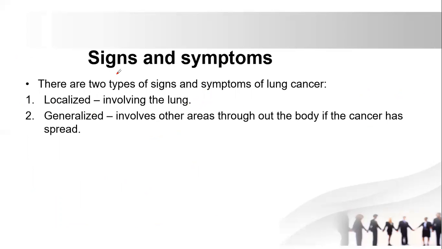Now, what are the signs and symptoms of lung cancer? Mainly there are two types of signs and symptoms. One is localized, and the other one is generalized. The localized ones will be only localized in the lungs, while the generalized can involve other areas of the body as well, especially if the cancer spreads or metastasis happens, so other areas of the body can also be involved in this type of cancer.